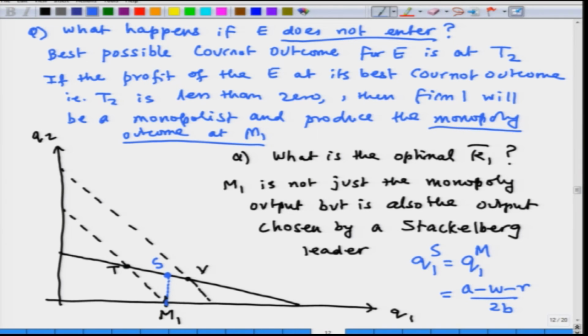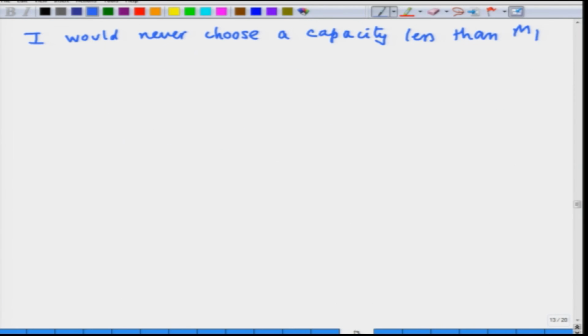The Stackelberg level of output is nothing but the monopoly output. Again, I will produce Q1S, which is equal to Q1M, and set up a capacity K1 bar, which is exactly equal to the capacity at M1. So this tells us that if I combine these two points, the incumbent would never choose to set a capacity which is less than M1.